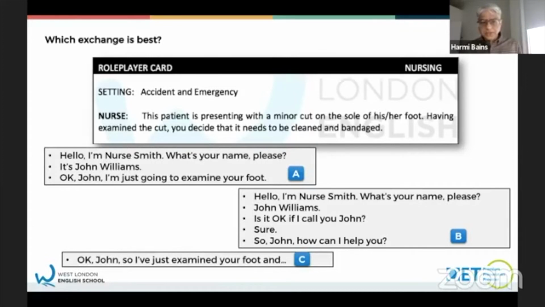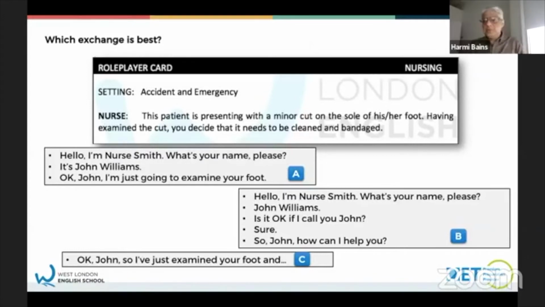Okay, John, so I've just examined your foot. And okay, you've got three different ways to start this role play, but really only one of them is appropriate. With A and B, a lot of people might say A and B, but you've got to read the card carefully because you're in the middle of a consultation. They like to trick you in OET. Nothing is that straightforward or that simple.